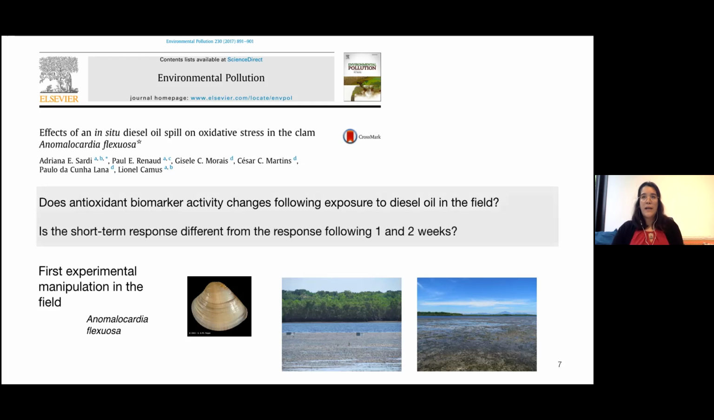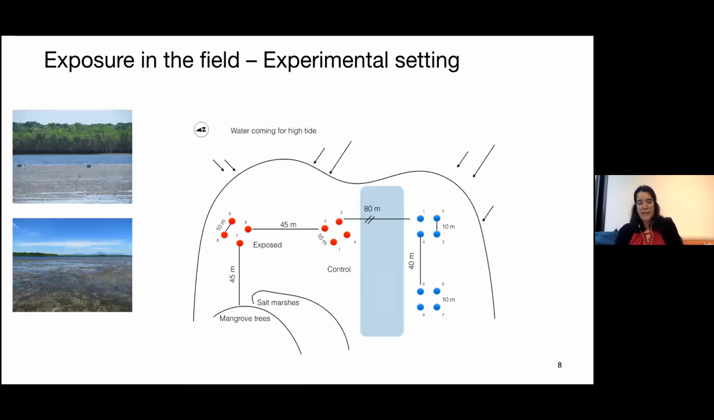So we wanted to check if the antioxidant biomarker activity changed after exposure in the field, and if the biomarkers were capable of showing us a short-term response and a long-term response. For that, we designed an experiment that consisted of 8 quadrants in the field that were exposed and separated from control quadrants by at least 80 meters distance. And we had 2 blocks to see if there was a spatial variability.